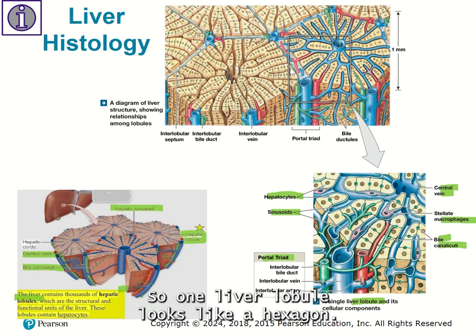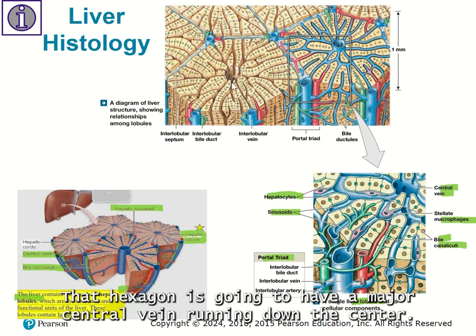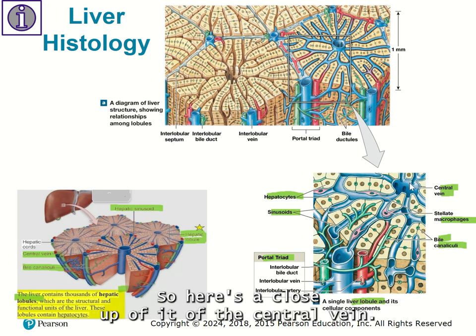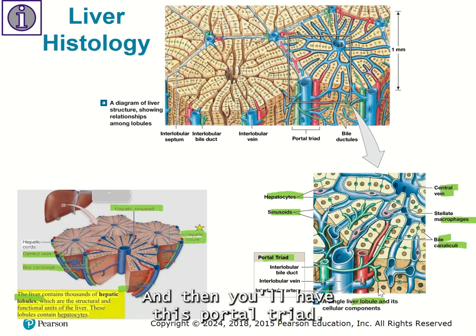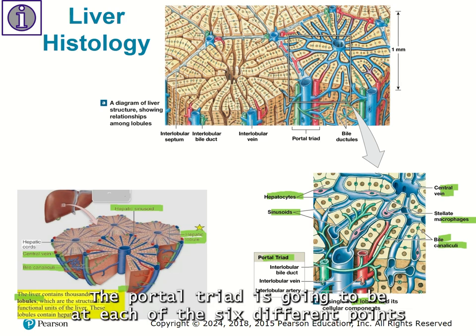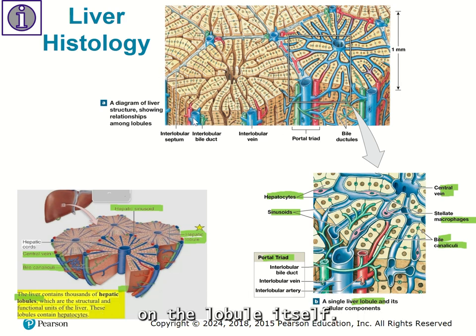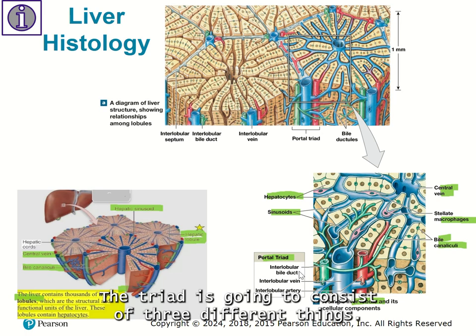So one liver lobule looks like a hexagon. That hexagon is going to have a major central vein running down the center. So here's a close-up of the central vein. And then you'll have this portal triad. The portal triad is going to be at each of the 6 different points on the lobule itself. The triad is going to consist of 3 different things.